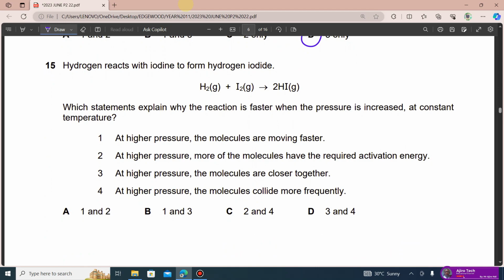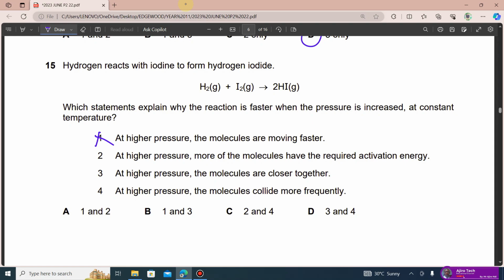Hydrogen reacts with iodine to form hydrogen iodide. Which statements explain why the reaction is faster when the pressure is increased at constant temperature? Okay, so let's read the options again. At higher pressure, the molecules are moving faster. No, that is not correct. At higher pressure, the molecules are not moving faster.